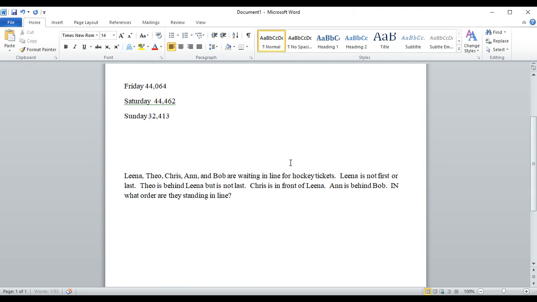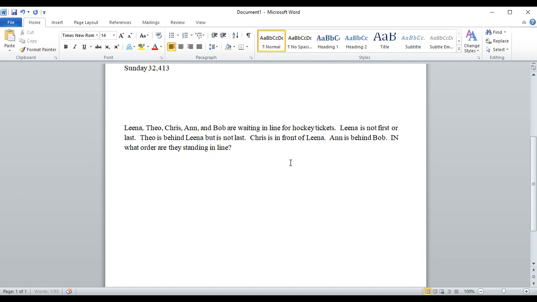So let's go down here and look at the next problem. This one says, Lena, Theo, Chris, Ann, and Bob are waiting in line for hockey tickets. Lena is not first or last. Theo is behind Lena, but is not last. Chris is in front of Lena. Ann is behind Bob. In what order are they standing in line?